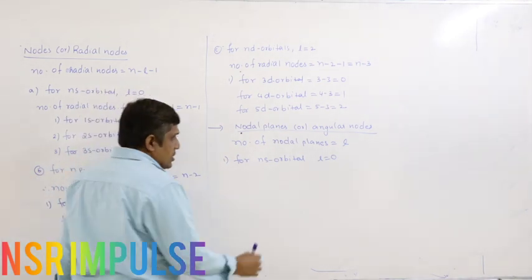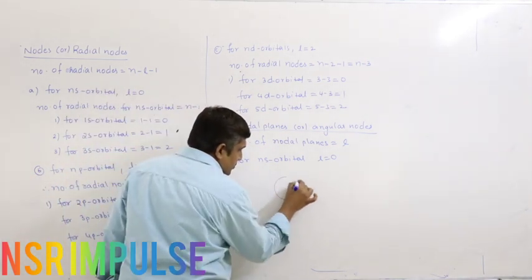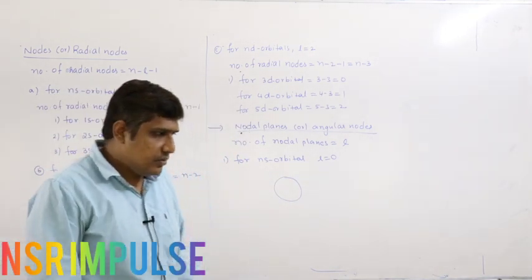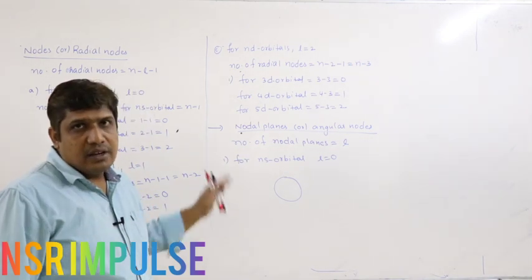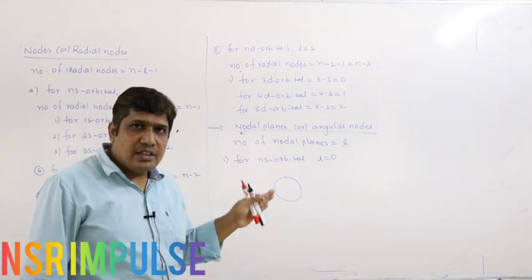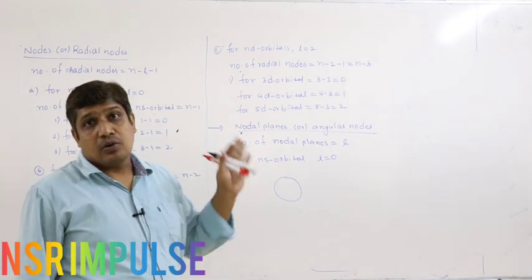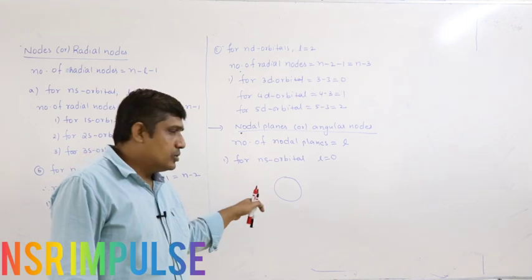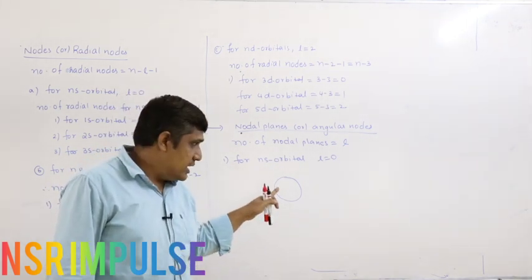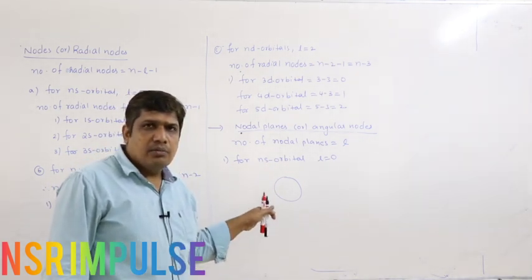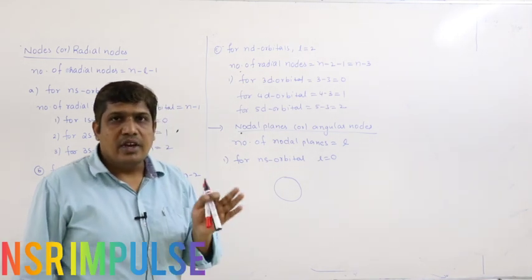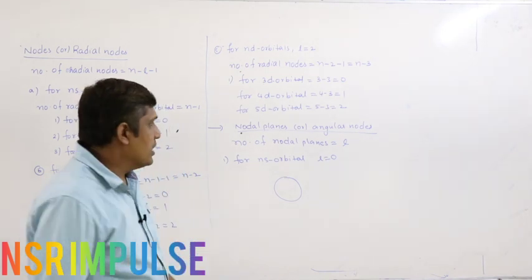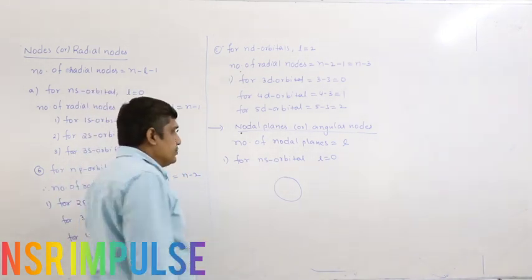Let us see why. If I draw the s orbital, it is spherical and symmetrical in all directions. If I draw any plane, it passes through a point where there is some probability of finding an electron. We are talking about a plane, not a point. A plane drawn through any ns orbital always passes through a point where there is some probability of finding an electron. Therefore, there is no nodal plane for an ns orbital.